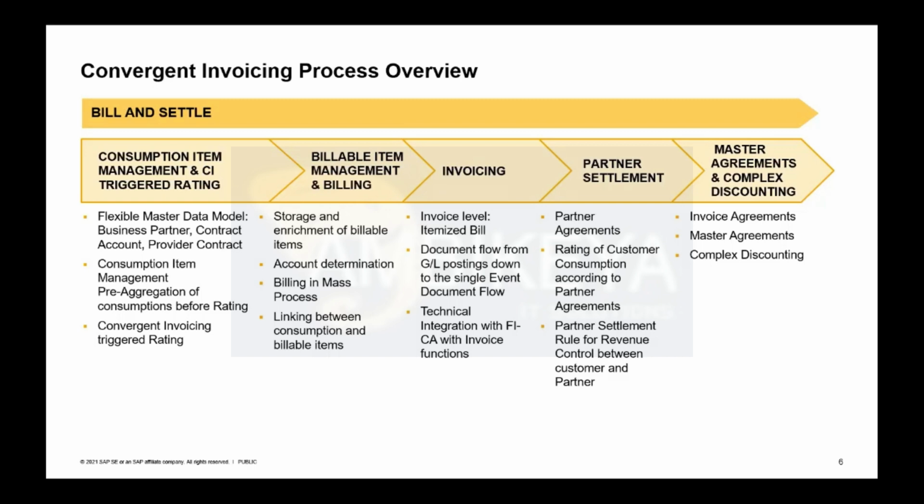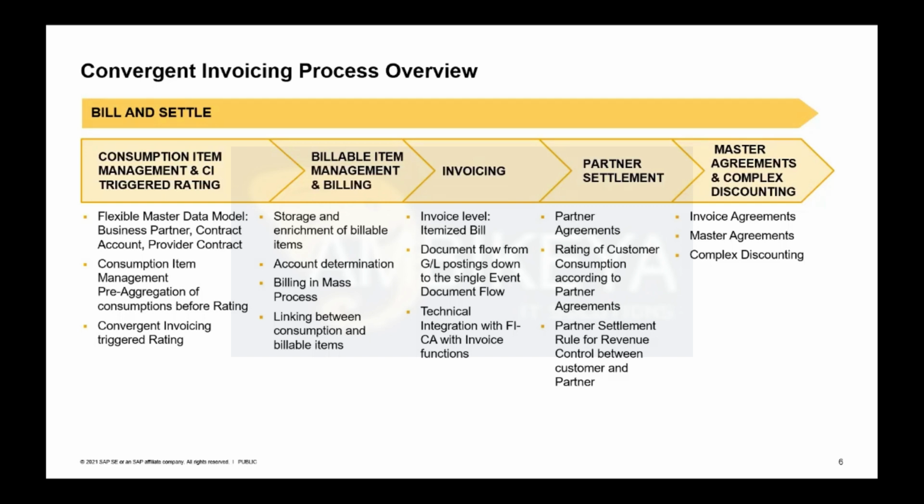We can then trigger the convergent invoicing, the rating from the convergent invoicing side. There are also other possibilities, but this is one possibility to trigger from here. The other possibility is also to use convergent mediation at the base and trigger the rating from convergent mediation.